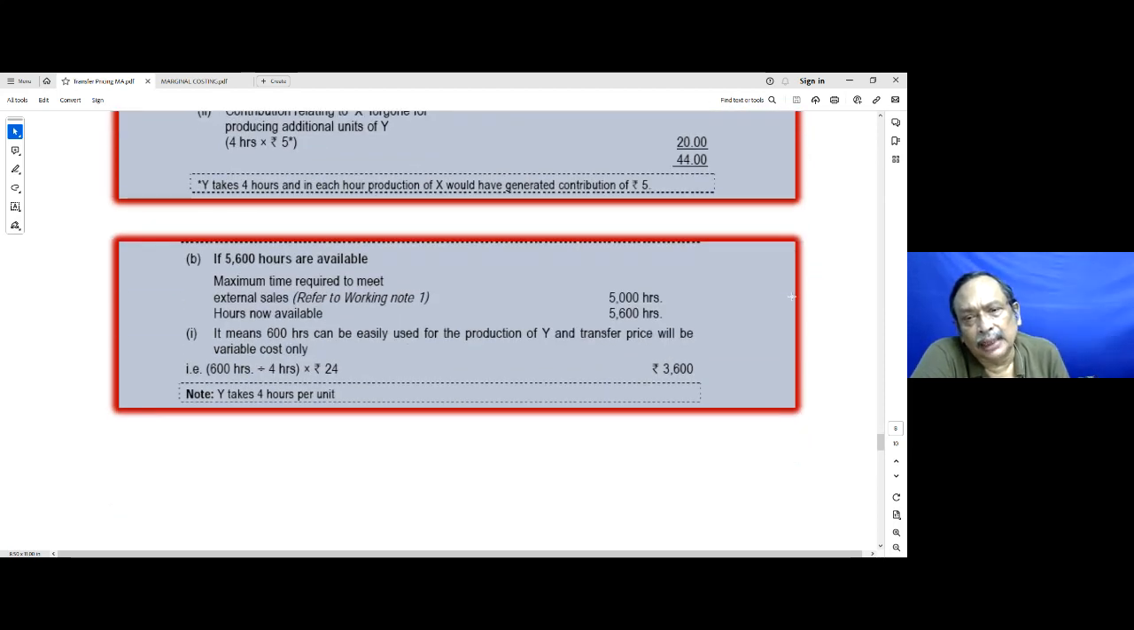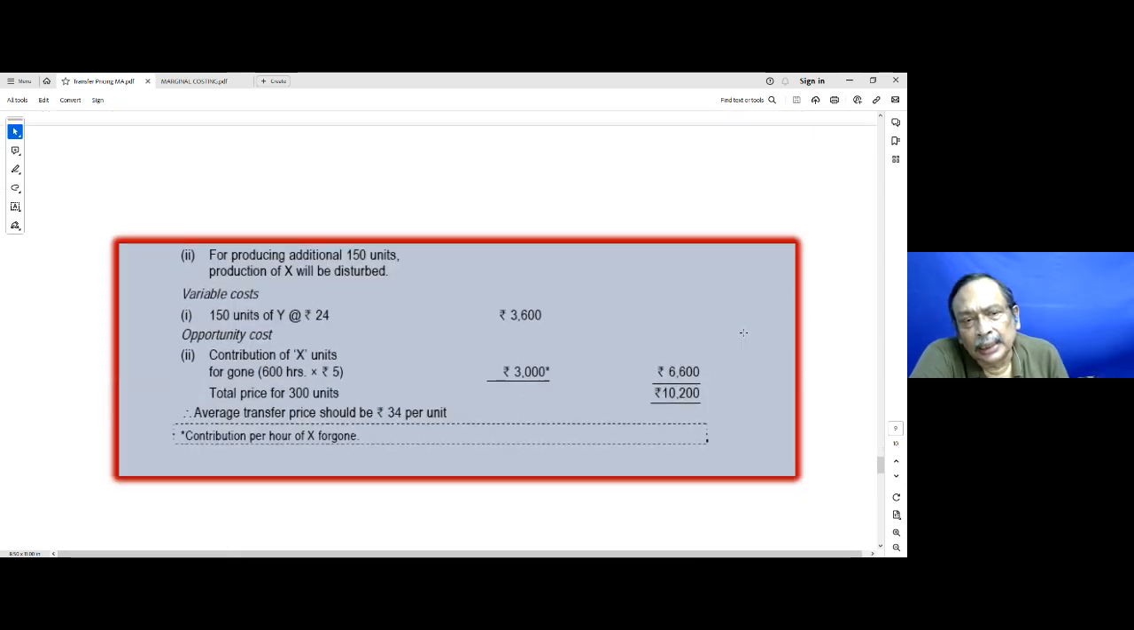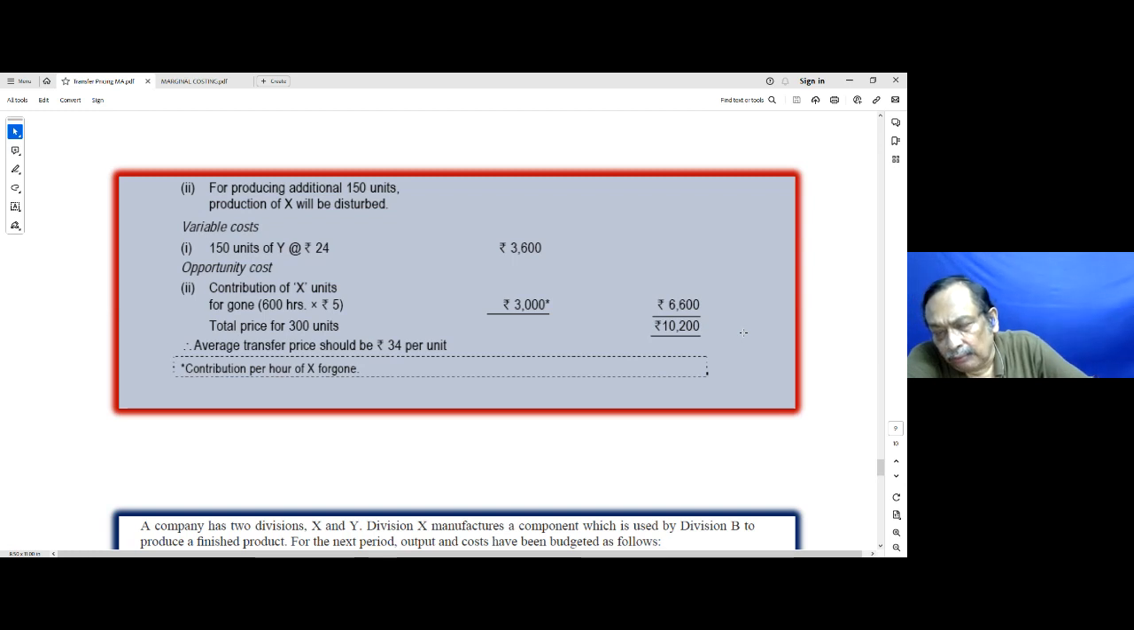But if 5,600 hours are available, then only for 150 units of product Y, there is a key factor or limiting factor. And on that basis, we are going to consider variable cost, because for 150 units there will be a loss of contribution, because 5,600 hours are available. So for 150 units, the variable cost of Y is 24, that we have to incur, and contribution of X units foregone, that is for 600 hours into 5, it comes to 3,000. So total is 10,200 and average transfer price should be rupees 34 per unit.